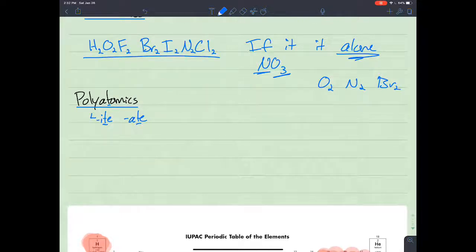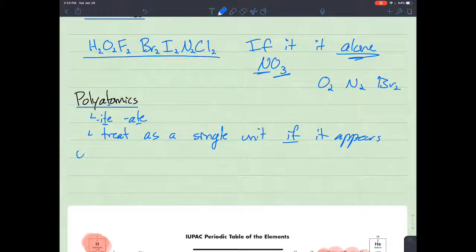Now, we learned in the last section to treat polyatomics as single units when we're naming compounds because they each have their own charge, and when they have their own charge, you can balance that charge with whatever cation they're combining with. When you're balancing equations, you can treat them as a single unit if they appear unchanged on both sides.